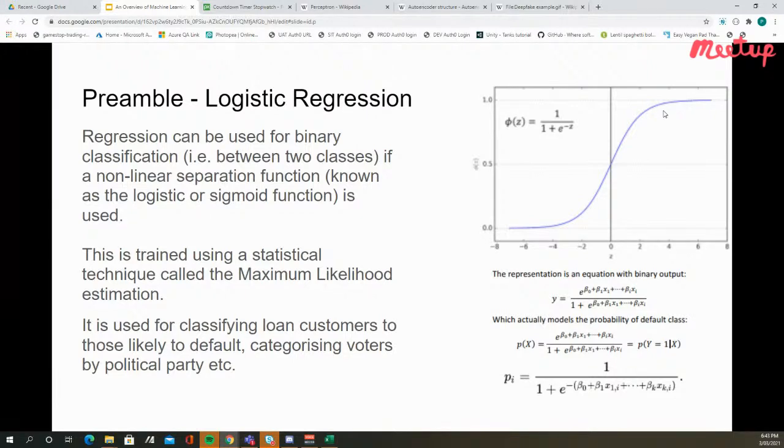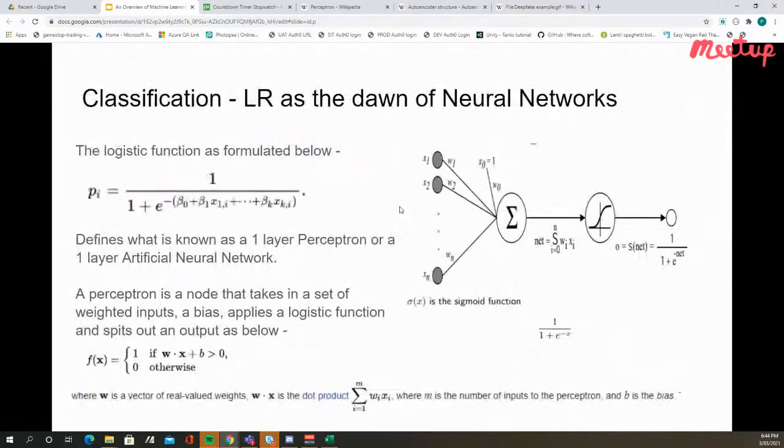Now, this is used for classifying loan customers, to determine default risk, and categorizing voters in two-party systems. You can also use it for determining spam. It's actually quite commonly used, logistic regression. But it leads on to neural networks, and I'll explain why.